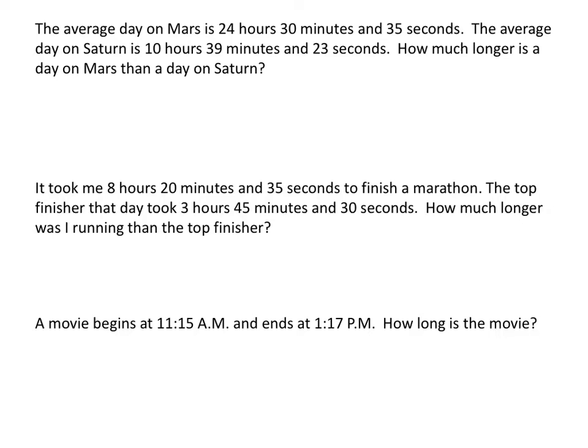So for example, we have an average day on Mars is 24 hours, 30 minutes, and 35 seconds. The average day on Saturn is 10 hours, 39 minutes, and 23 seconds. How much longer is a day on Mars than Saturn? So how much longer is going to imply that we should subtract? So we have 24 hours, 30 minutes, and 35 seconds. And a day on Saturn is 10 hours, 39 minutes, and 23 seconds.